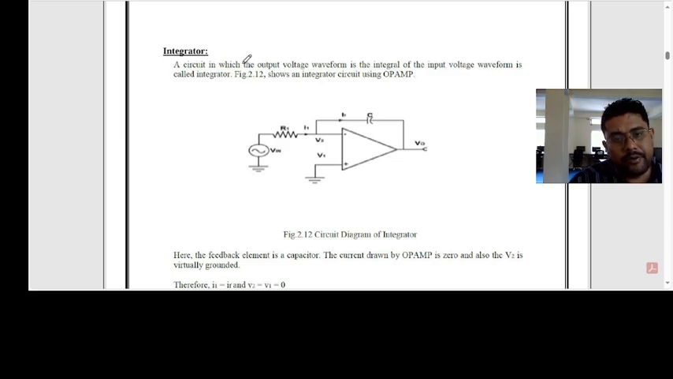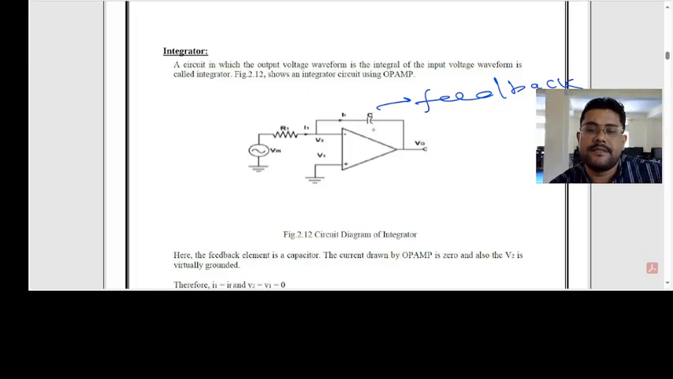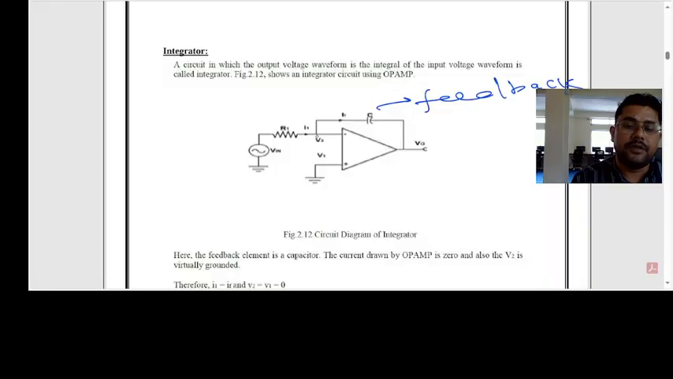When we want to differentiate the input waveform, we use a differentiator. If we want to integrate the input waveform, we use the integrator. This is the diagram of the integrator circuit. In the integrator, the capacitor is used in the feedback, but in the differentiator the capacitor was used at the input terminal.